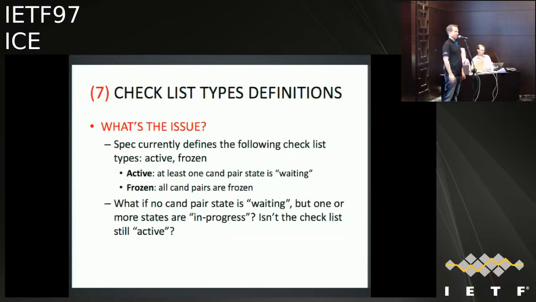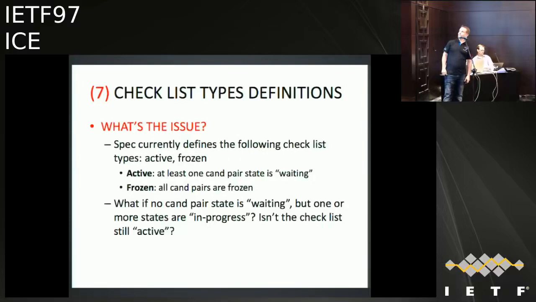And a similar question I got is, why do we need this valid list? Why don't we just define a new candidate pair state, which is valid? But maybe that's a little more than what we want to do at this stage. So that's why I didn't add it to the slides.